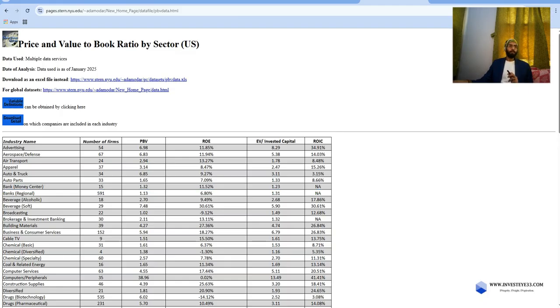Now there are only 15 firms in this money center segment, and the price to book value there is 1.32. It is the average price to book value. The return on equity is 11.52%. Again, this is the average return on equity. So we already have the two values and we already know the growth rate. So let us use these values to find out the cost of equity.